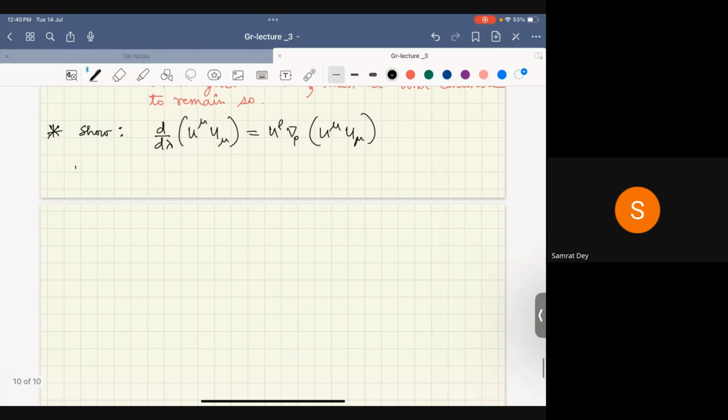So I will start, to show this, with the right hand side of the equation, u^ρ ∇_ρ u^μ, and I will write this as dx^ρ/dλ ∇_ρ u^μ, sorry, no, that's fine, u^μ.